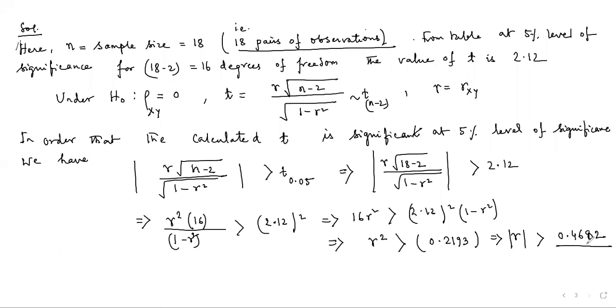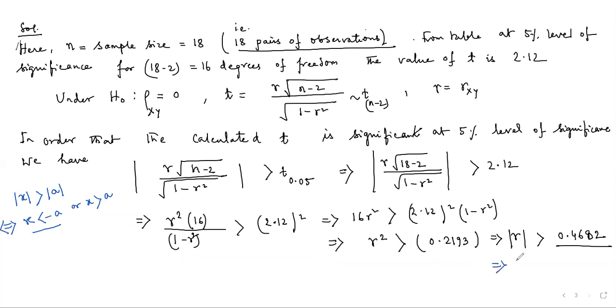Am I right or wrong? If I take the square root, it should be 0.4682. Now you know that whenever mod x is greater than mod a, from real analysis we can write it as x is less than minus a or x is greater than plus a. If x is less than minus a, then also mod of x is greater than mod of a, isn't it? So mod of x greater than mod of a implies this thing.